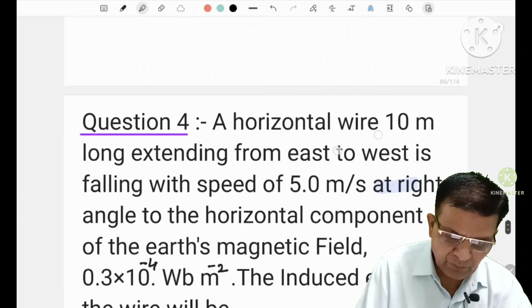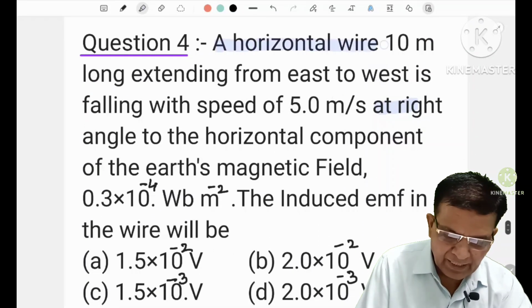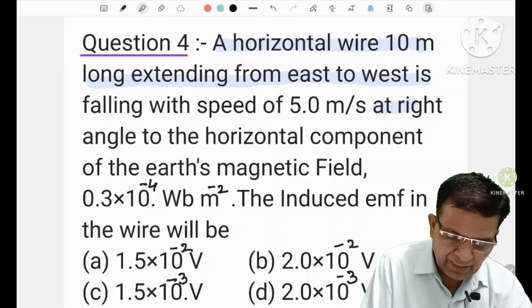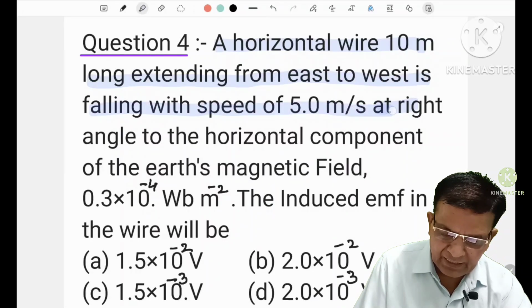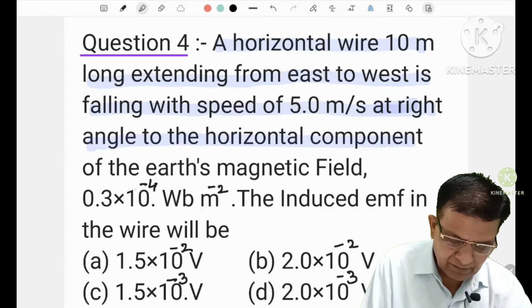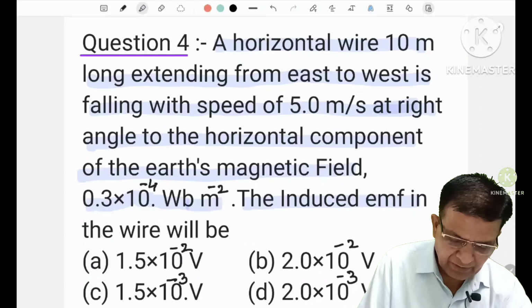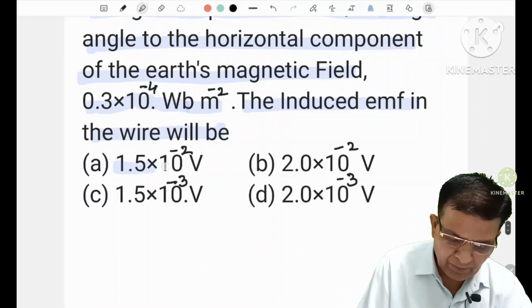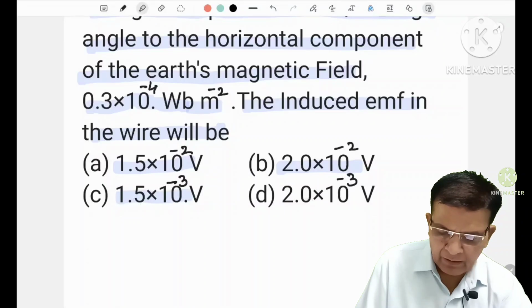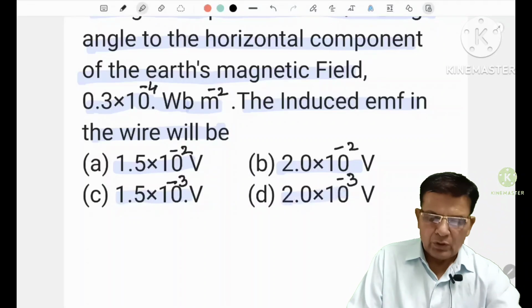Question number 4. A horizontal wire 10 meter long extending from east to west is falling with the speed 5 meter per second at right angle to the horizontal component of the Earth's magnetic field, 0.3 into 10 to the power minus 4 Weber per meter square. The induced EMF in wire will be 1.5 into 10 to the power minus 2, 2 into 10 to the power minus 2, 1.5 into 10 to the power minus 3, 2 into 10 to the power minus 3 volt.